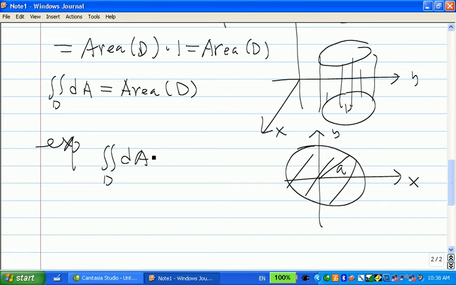So how do we find the double integral? You can use iterated integrals: dx dy, dy dx, or r dr d theta. So this is a circle. Obviously, it's easier to use the polar coordinates. Now let me write a different way.